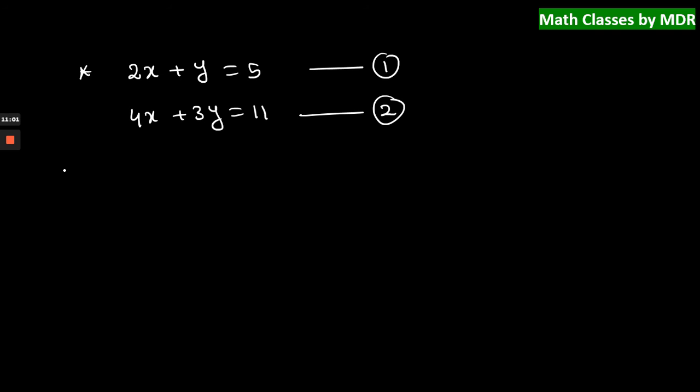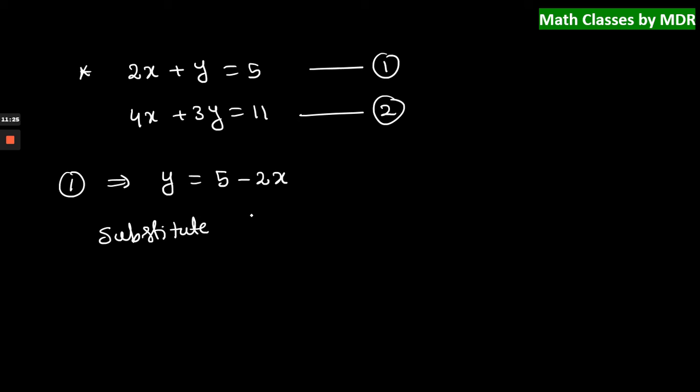First, let us use the substitution method. In the substitution method, first we take equation 1 and make either x or y the subject. Here I am taking y as the subject, so that y is equal to 5 minus 2x. From equation 1, if I take 2x to the right hand side, we will have y equal to 5 minus 2x. Now we will substitute.